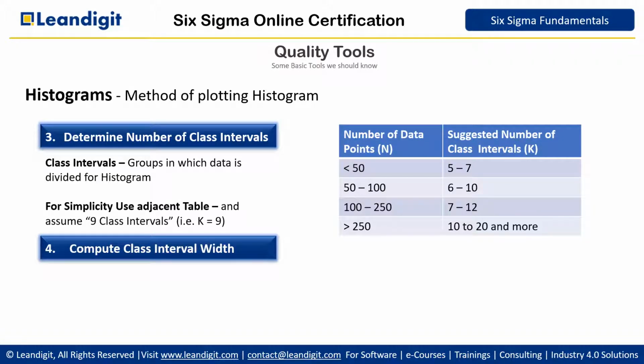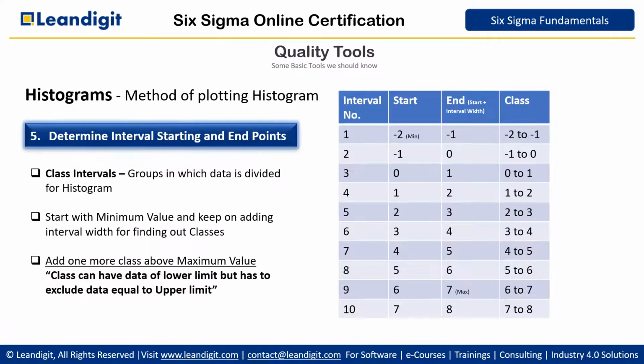So how do you calculate the class interval width? You just divide the range by the number of class intervals. So we chose 9 class intervals, so 9 by 9 becomes 1. The fifth step is to determine the class intervals. So we always start from the minimum value and keep on adding the class interval width which we have chosen. And after the maximum value is reached, we add one more, because the rule of histogram is that the class interval includes the lower value but does not include the higher value.